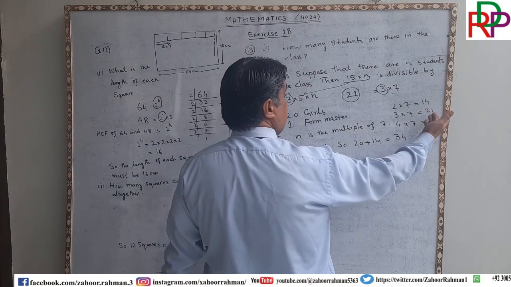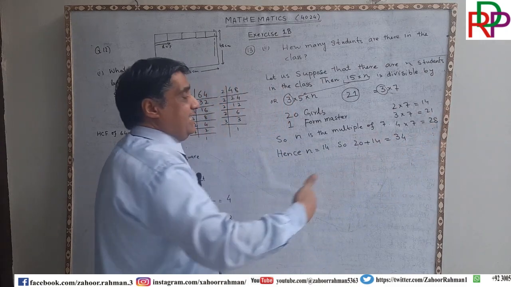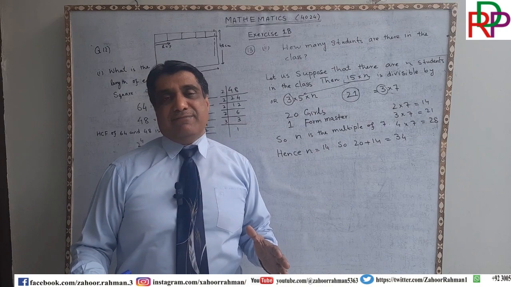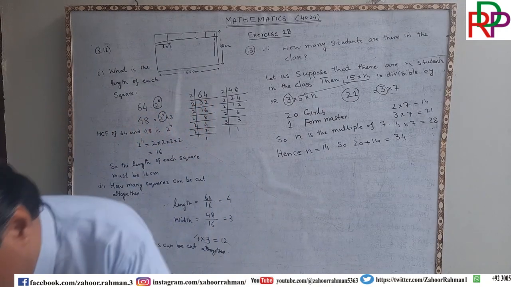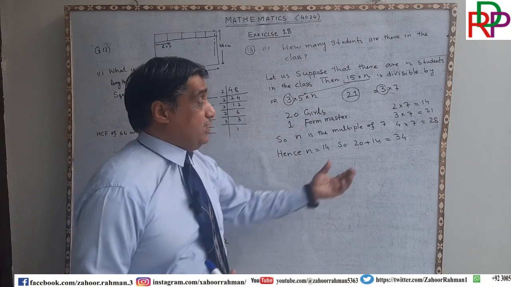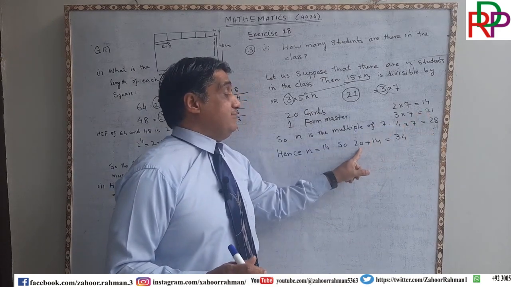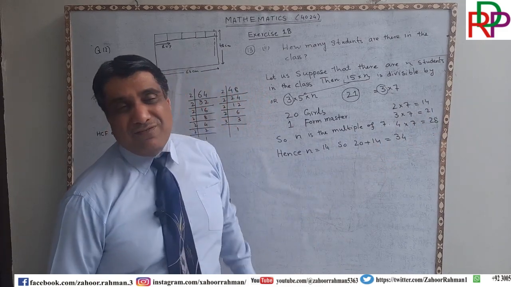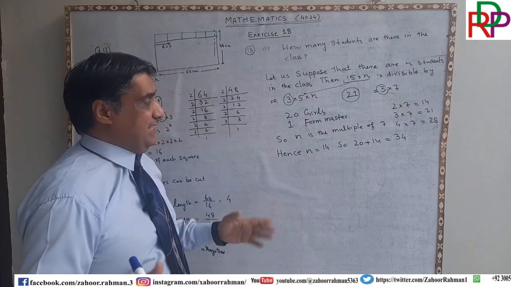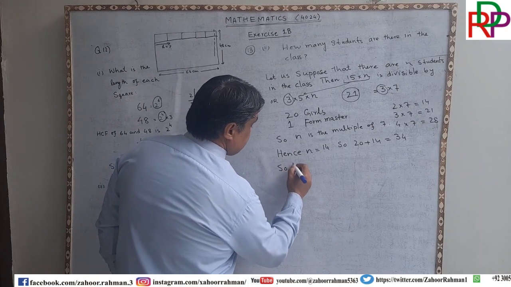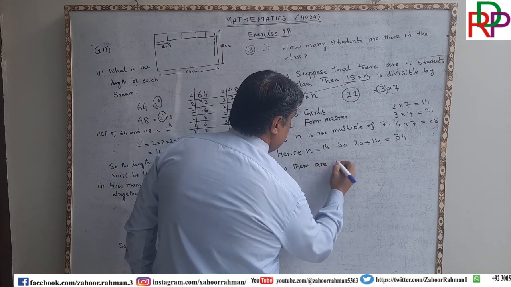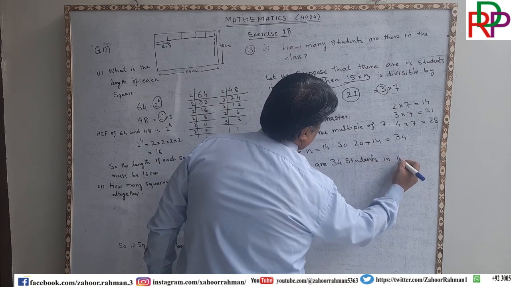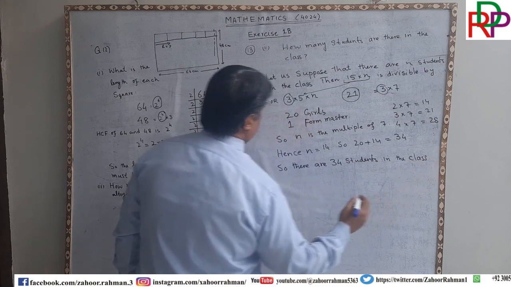If we put the other values, 21 and 28, then it increases beyond 40. At the beginning, I told you, ladies and gentlemen, to remember that the students are between 30 and 40. So if we put 21 instead of 14, it will become 41, which is not what the question is telling us. So there are 34 students in the class. Okay, that was the first part.